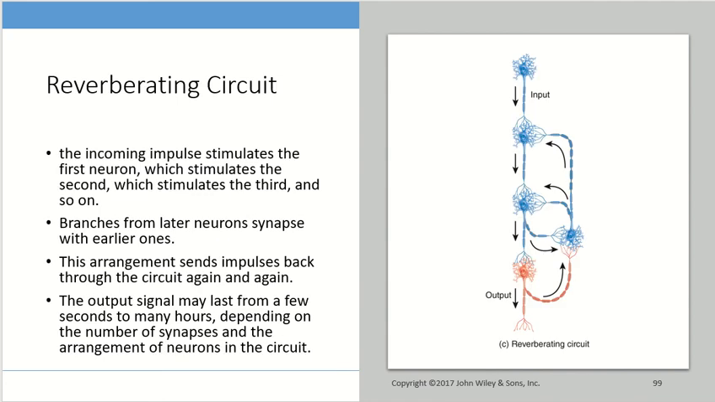Next, we have a reverberating circuit. It starts off pretty simple. The incoming impulse is going to stimulate the first neuron, which stimulates the second neuron, which stimulates the third neuron, and so on and so forth. And then branches of the later neurons are going to synapse with earlier neurons. So they're synapsing back, and this arrangement is going to send impulses back through the circuit again and again. So the output signal may last for a few seconds to many hours, depending on the number of synapses and the arrangement of the neurons in that circuit. So these are a little bit longer lasting.